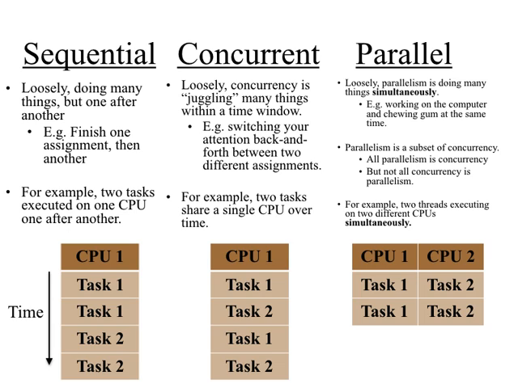The third execution model is the parallel execution model. In fact, the parallel execution model is a subset of the concurrent execution model. The parallel execution model is applicable only when you have more than one CPU in a system. So here we have two CPUs and each CPU is dedicated to executing one task. So we execute task 1 in CPU 1 and task 2 in CPU 2. As a result, we say that task 1 and task 2 are executing in parallel.